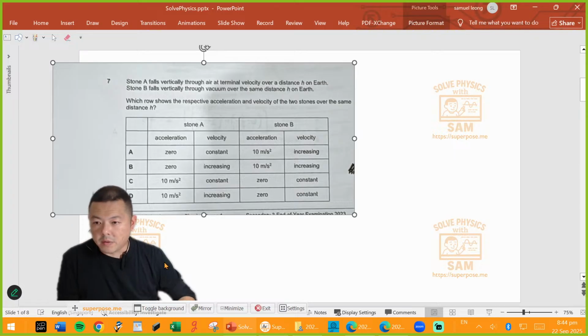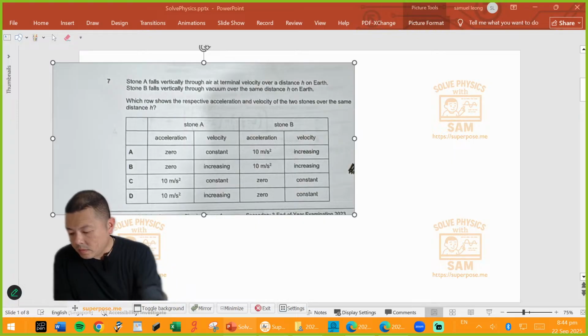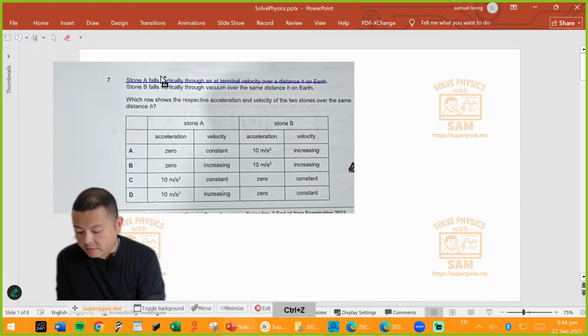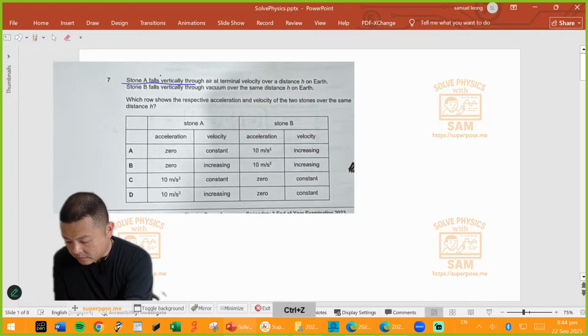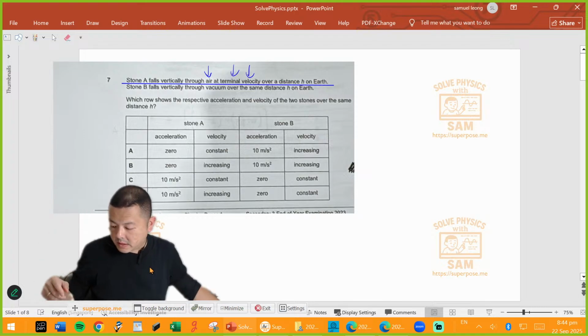So we got a couple of things going on here for this one. We've got stone A, right, falling through air at terminal velocity. They did inform us that it's at terminal velocity. Hang on, let me just draw this line. So through air at terminal velocity, right? So there's terminal velocity there already.